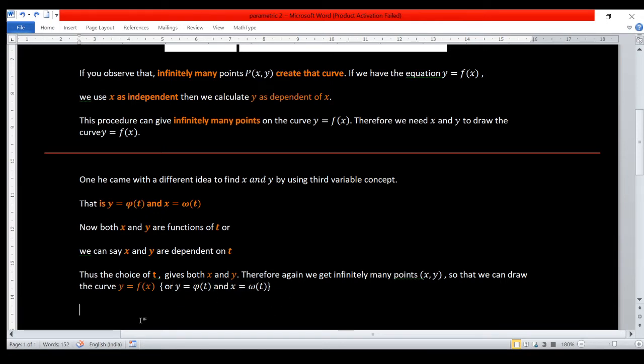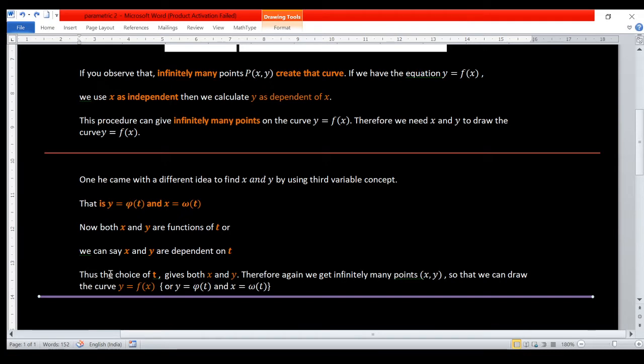So this is another method to find infinitely many points. The earlier method is by taking x independent, y dependent. But here both x and y are dependent on t. So t only is independent, and x and y are dependent on the t value. Fine. Next.